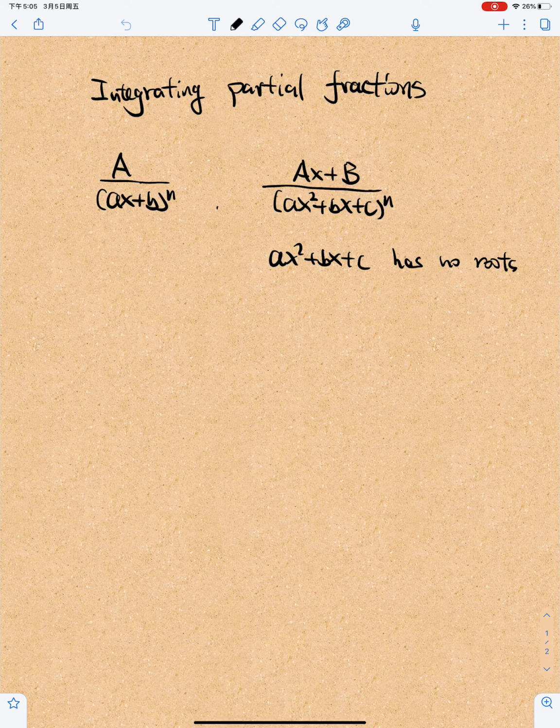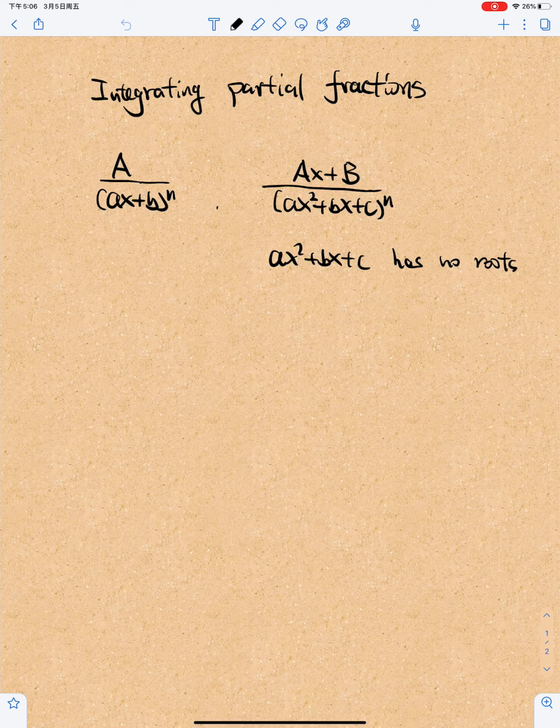When we integrate a rational function, we apply partial fractions and decompose the rational function into a sum of elementary rational functions, either of the form a over (ax plus b) to the nth power, or of the form (ax plus b) over (ax squared plus bx plus c) to the nth power, where the bottom quadratic function has no roots. The question for today is how we integrate functions like this.